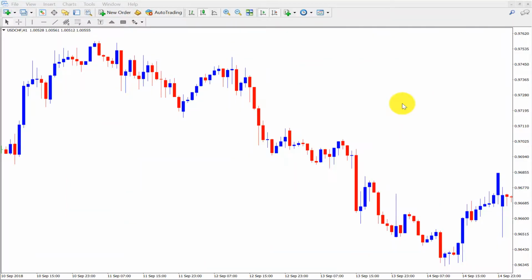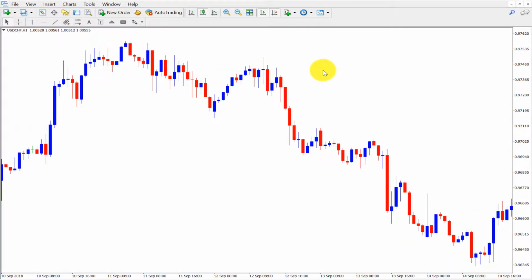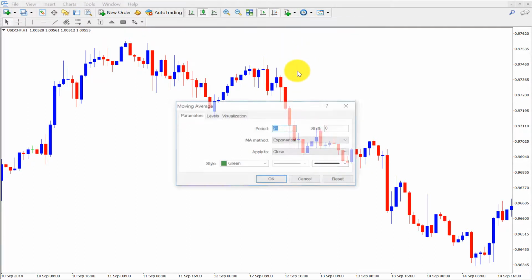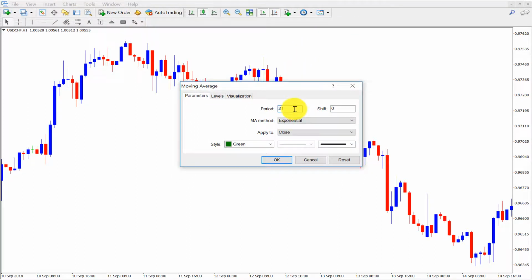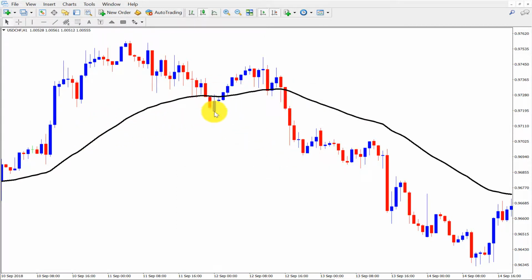The chart is USD against Swiss franc, USD CHF. Time frame is 1 hour. Now we will set up our moving averages. These are the settings. First I will set a 50 period exponential moving average, and the color will be black. This is the 50 period exponential moving average.